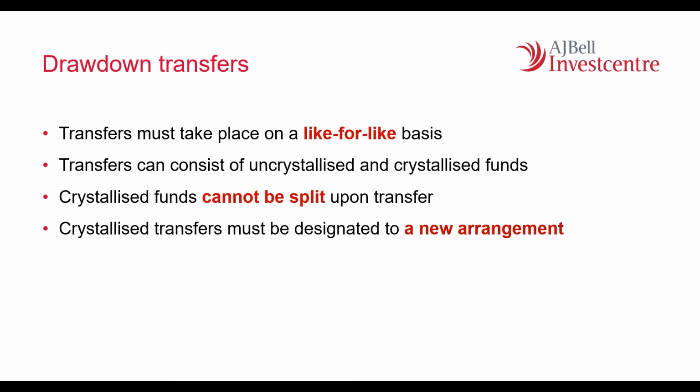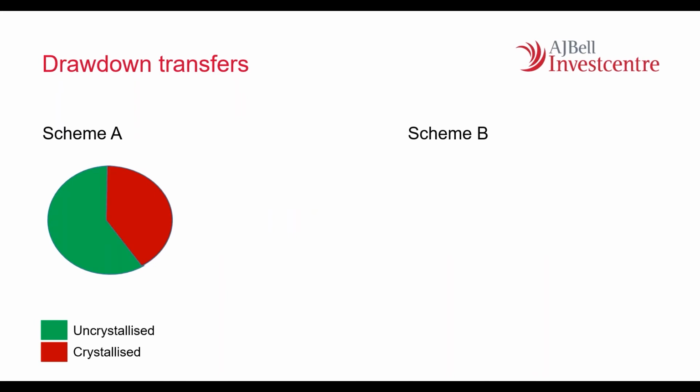So that's worth remembering. If that wasn't clear, which is quite possible, I've got some diagrams which hopefully explain what you can and can't do, and then we'll look at why it's important, what we do with arrangements on drawdown transfers. So here we have scheme A. This is your existing scheme, which has a partially crystallised pot. The green represents the uncrystallised funds and the red the crystallised funds. Obviously you can move that if you decide you want to do a transfer.